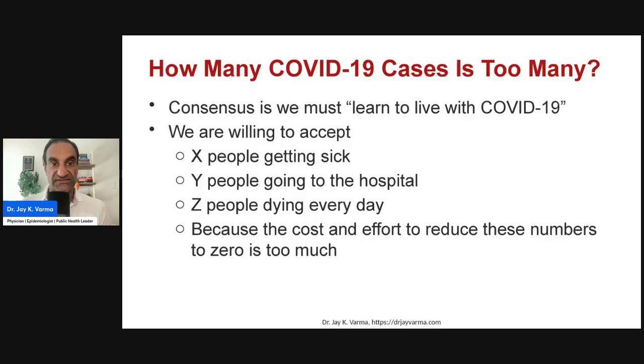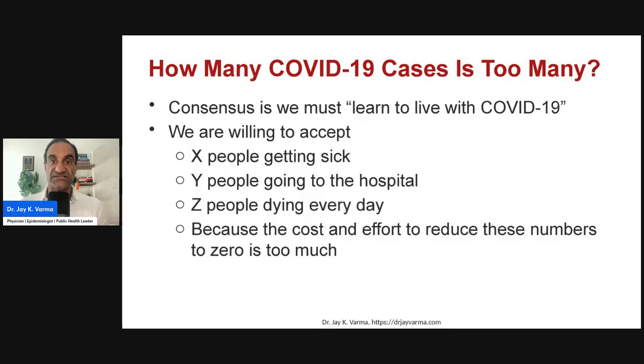So what this means is that we're willing to accept a certain number of people getting sick, and I denoted that with the letter X. So we're willing to accept a certain number of people getting sick, a certain number of people going to the hospital, and a certain number of people dying every day from COVID-19.